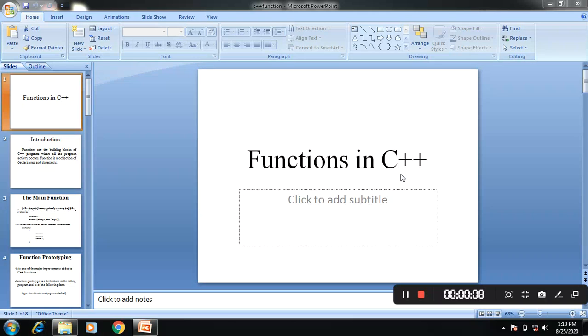Now we will see about functions in C++. So first, what are functions? Dividing a program, that is a larger program, into functions, that is smaller blocks, is one of the major principles of top-down structured programming.